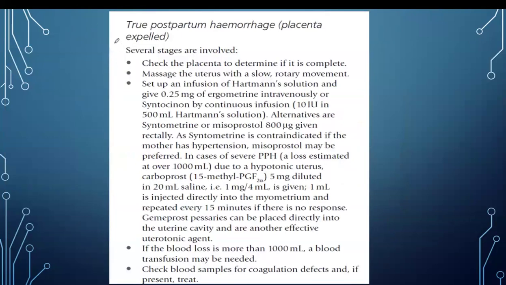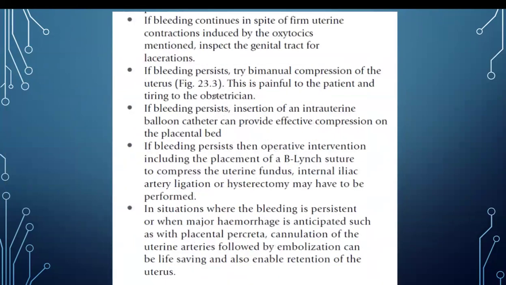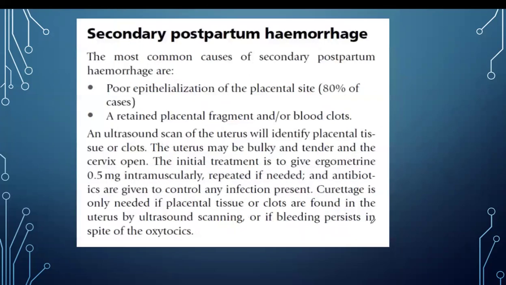So this is from Lillian Jones, and they have discussed one by one what are the things that we do. Okay, so if you have given the oxytocin or Syntocinon and bleeding persists, try bimanual compression of the uterus. If that doesn't work, intrauterine balloon catheterization. Then there are B-Lynch sutures, lots of options, which actually don't come in the exam because these will be done by the specialist. So you know the management of primary postpartum hemorrhage.